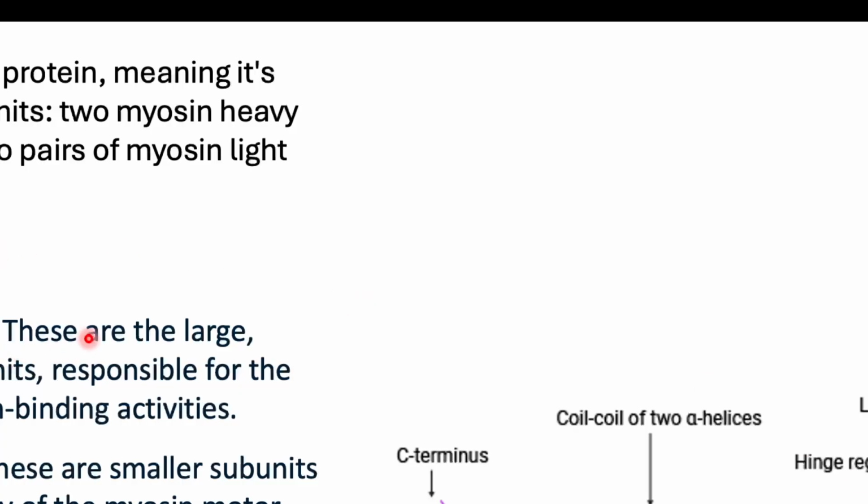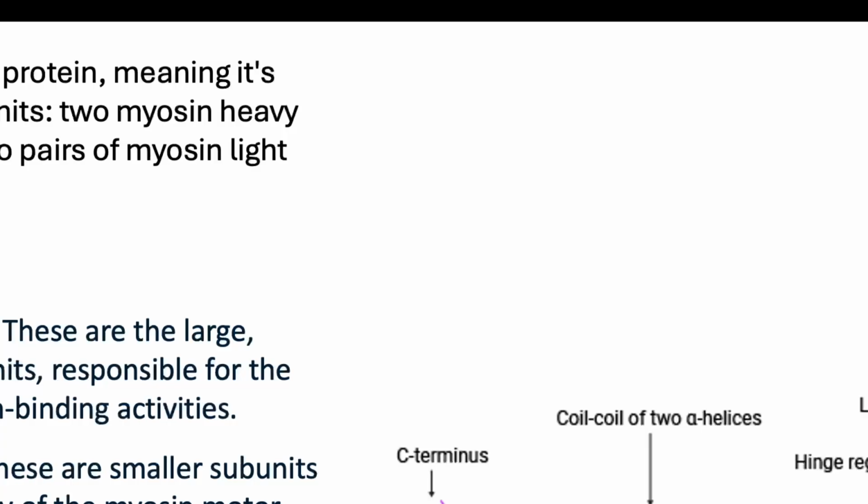The heavy chains are the large motor-containing subunits responsible for ATP hydrolysis and actin binding activities. So the heavy chain has these head domains which are responsible for ATP hydrolysis as well as actin binding, and a long tail domain. Light chains are smaller subunits that regulate the activity of the myosin motor and help in the movement of the motor. There are 2 types of light chains.